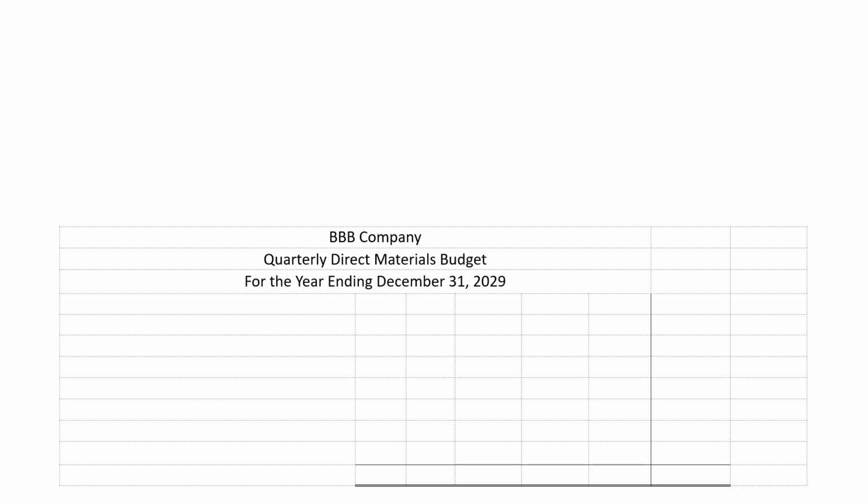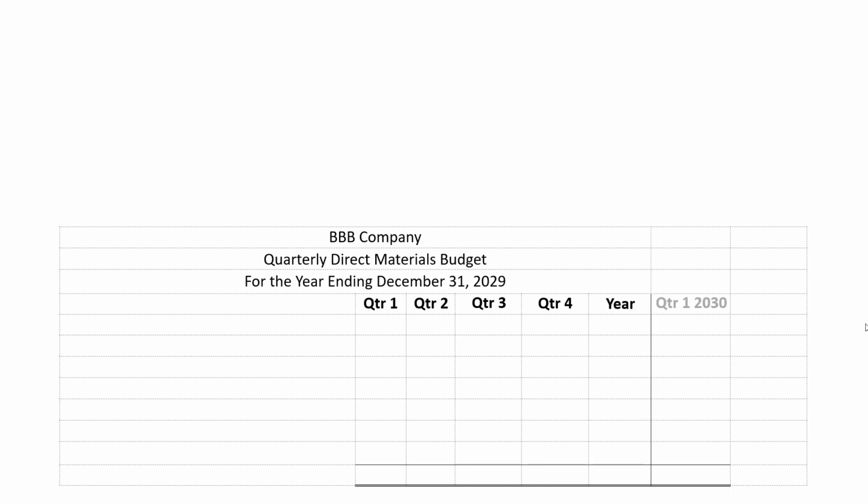We'll start with the usual three-line heading, company name, report title, and date. The report title is Direct Materials Budget or Quarterly Direct Materials Budget. The date is for the year ending December 31st, 2029. Since we're preparing a quarterly budget, we need labels for a number column for each quarter and one for the year. And again, since we'll need some 2030 data eventually, we'll unofficially store it in the adjacent column.